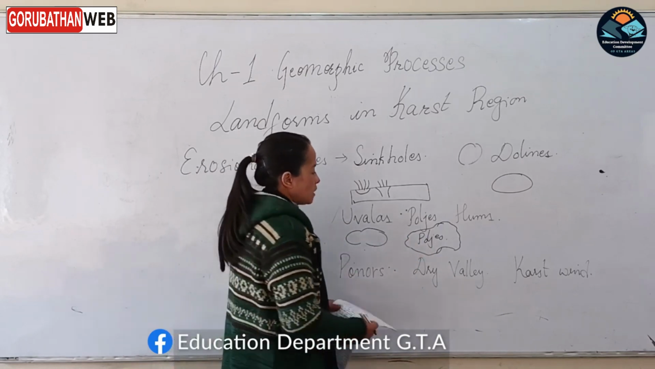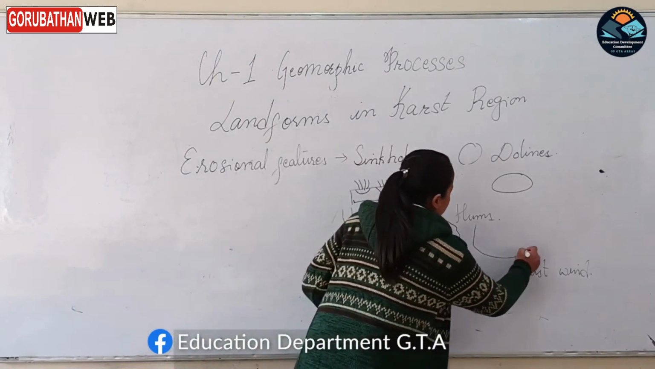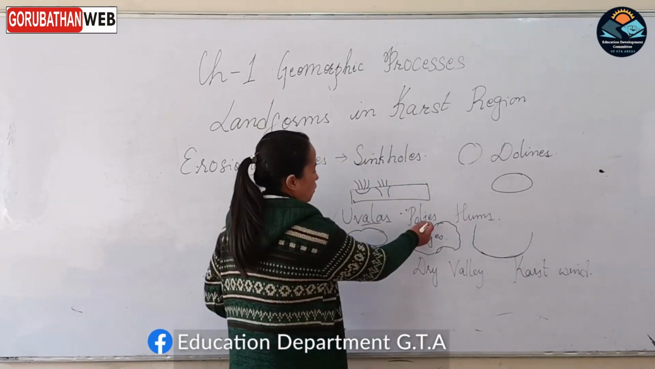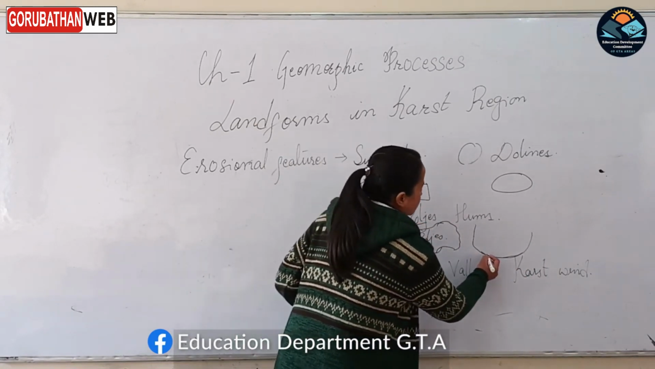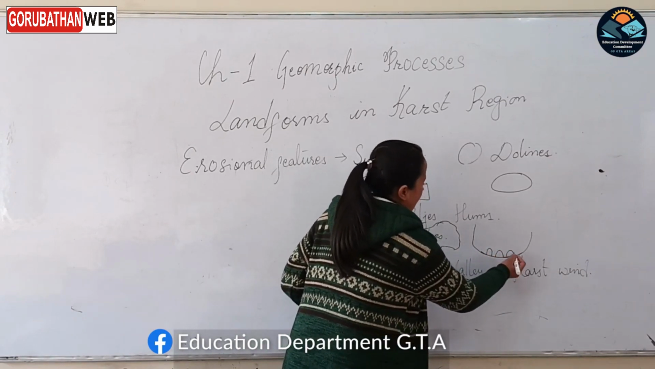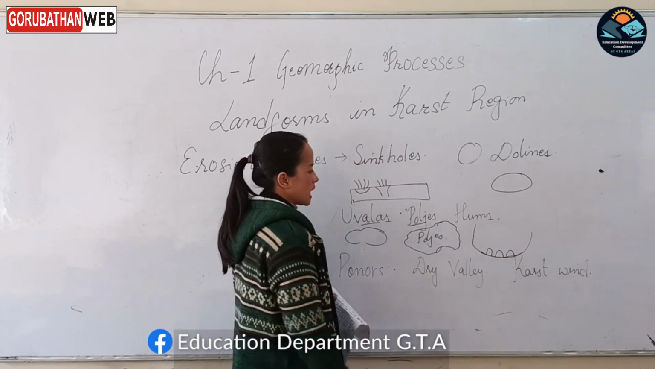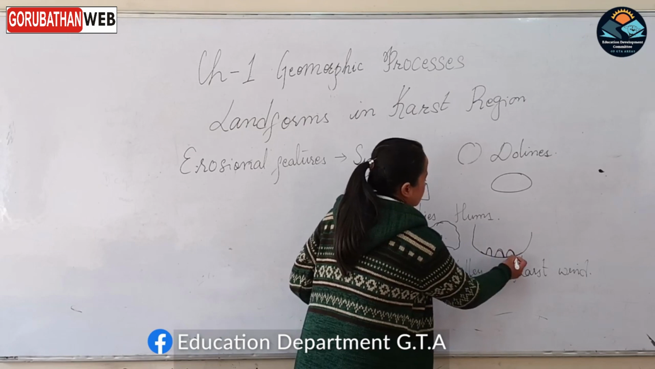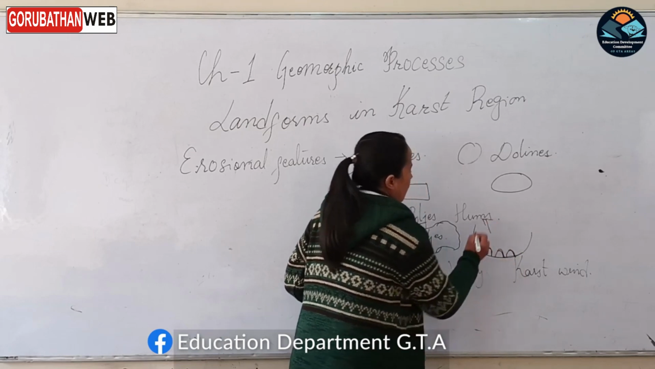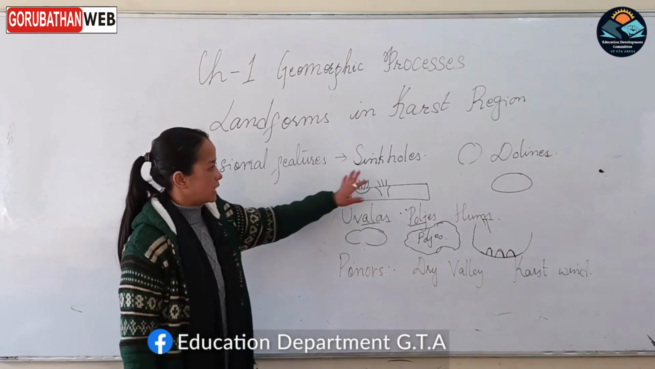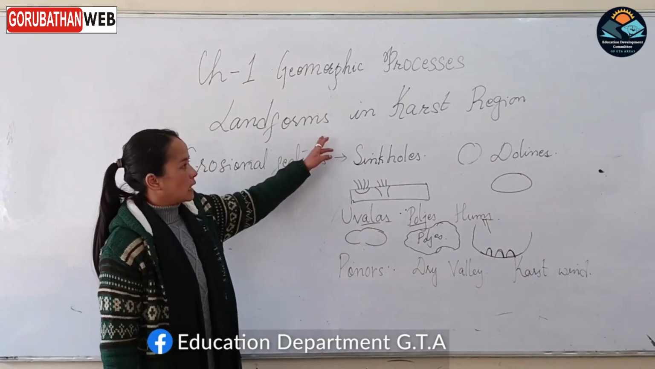So at the base or the floor of the uvalas or the polges, there are some hillocks or residual rocks, hard rocks or the resistant rocks. So these hillocks or the resistant rocks are known as humps. So these are some of the erosional features that we see in the karst region.